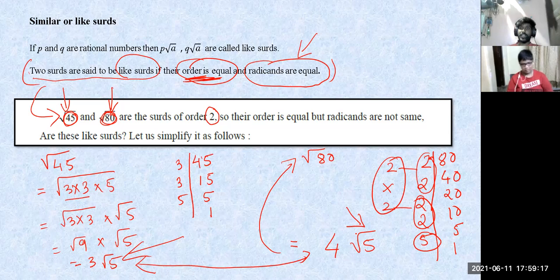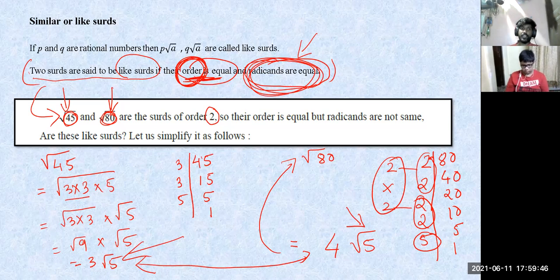Now, can you tell me, are they like or not like? They are like, sir. So, keep the definition in mind. Two surds are said to be like if their order is equal and if their radicands are equal. Is it clear? Yes, sir. Okay, now I want you to write this sum and we'll stop after this.